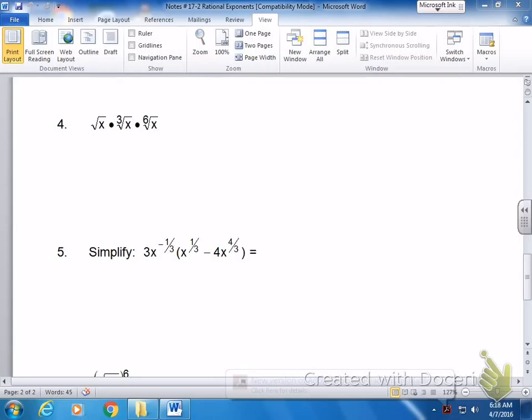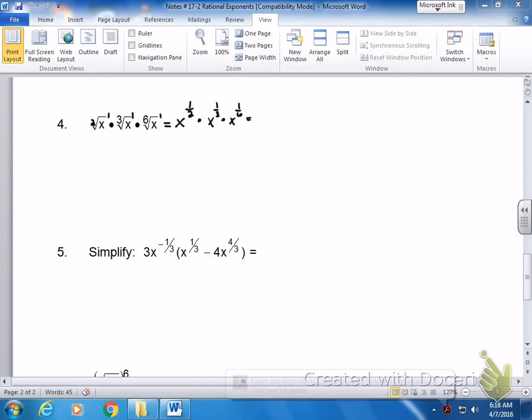I have the square root of x times the cube root of x times the sixth root of x. I want to go ahead and rewrite these, because this is actually not a very bad problem. If I have the square root of x, that's really a 2 here and a 1 there. So that's x to the 1/2 times, I can do the same thing on the next one, x to the 1/3 times x to the 1/6.